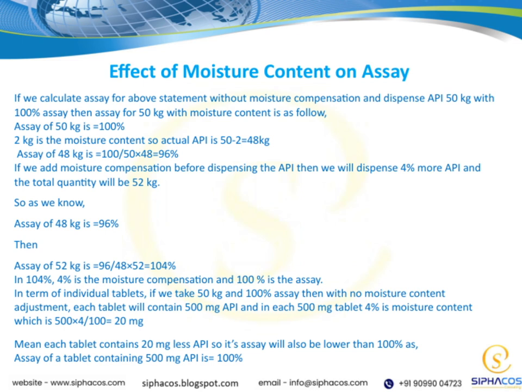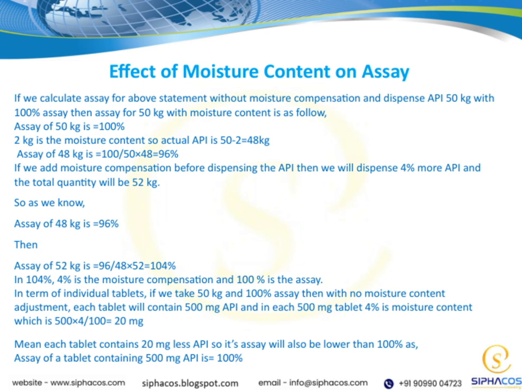Now, if we include moisture compensation before dispensing, we're actually dispensing 52 kg instead of 50. That's because we're accounting for the moisture content, which means we're giving 4% more API than we would without compensating for moisture. And if we recalculate the assay with this adjustment, the assay of that 52 kg becomes 104%. The 4% over 100% reflects the moisture correction, and the 100% represents the actual API content.